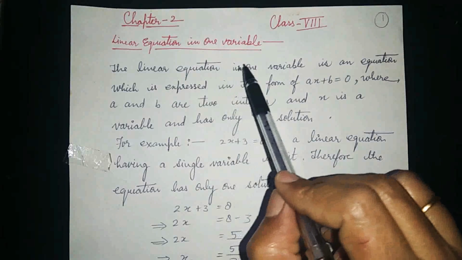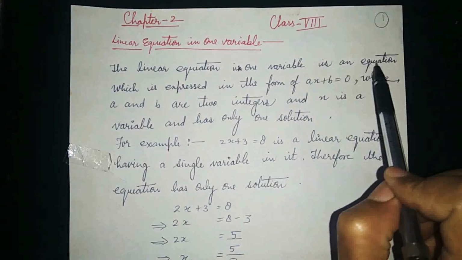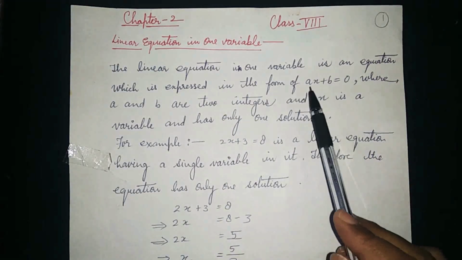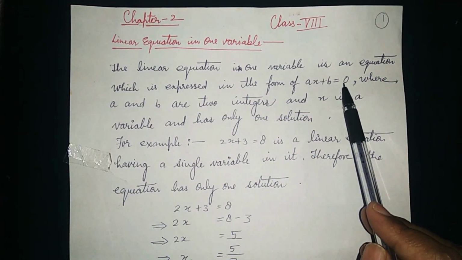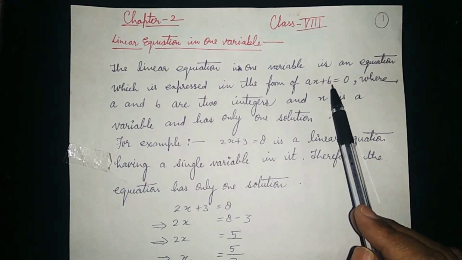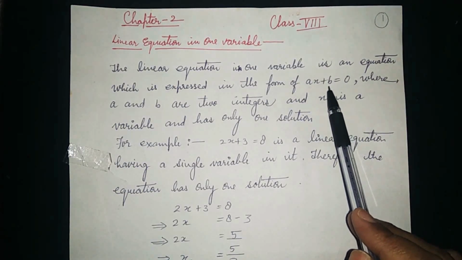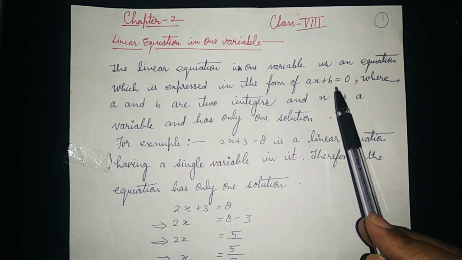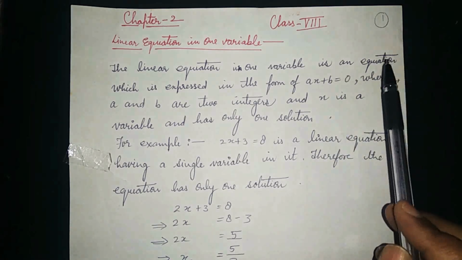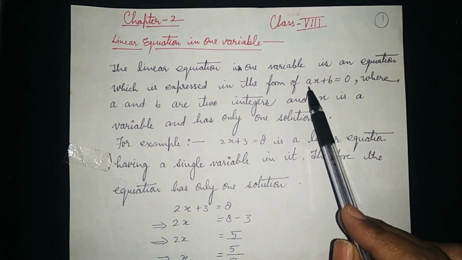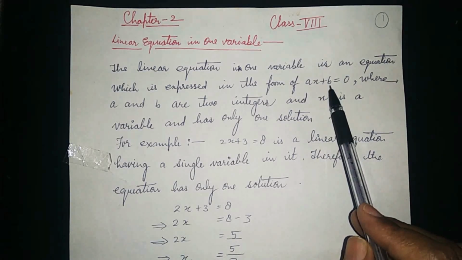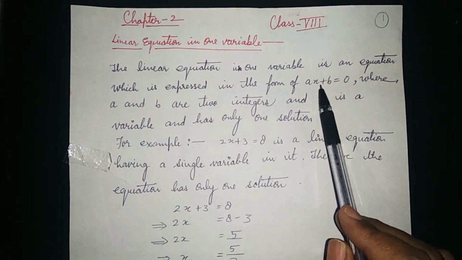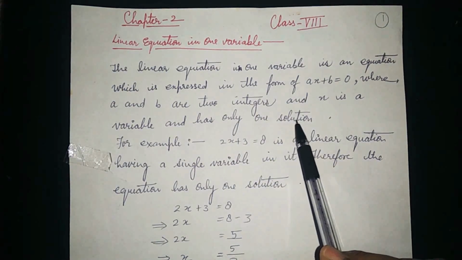The linear equation in one variable is an equation which is expressed in the form of ax plus b equals 0, where a and b are two integers. You know integers? All the negative numbers and positive numbers with 0 are called integers. So here, what is a and what is b? A and b are two integers and x is a variable and has only one solution.